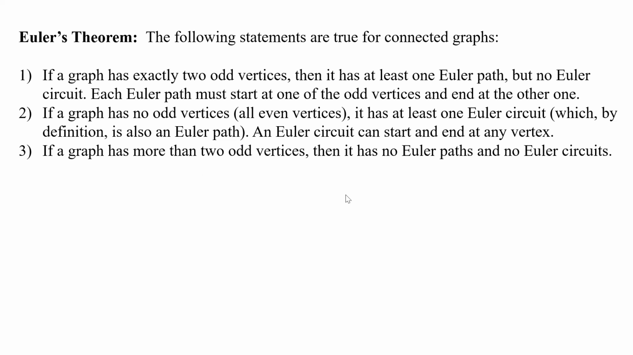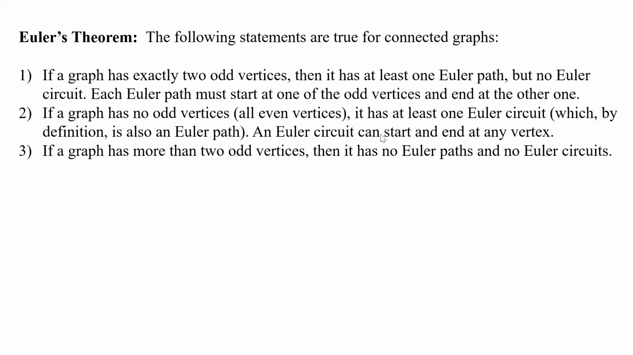Remember, connected graphs, you have to be able to get to all the pieces, not be disconnected or anything. So if a graph has exactly two odd vertices, then it has at least one Euler path, but no Euler circuit. Now, each Euler path must start at one of the odd vertices and end at the other one. And if a graph has no odd vertices, basically they're all even, it has at least one Euler circuit, which by definition is also an Euler path.